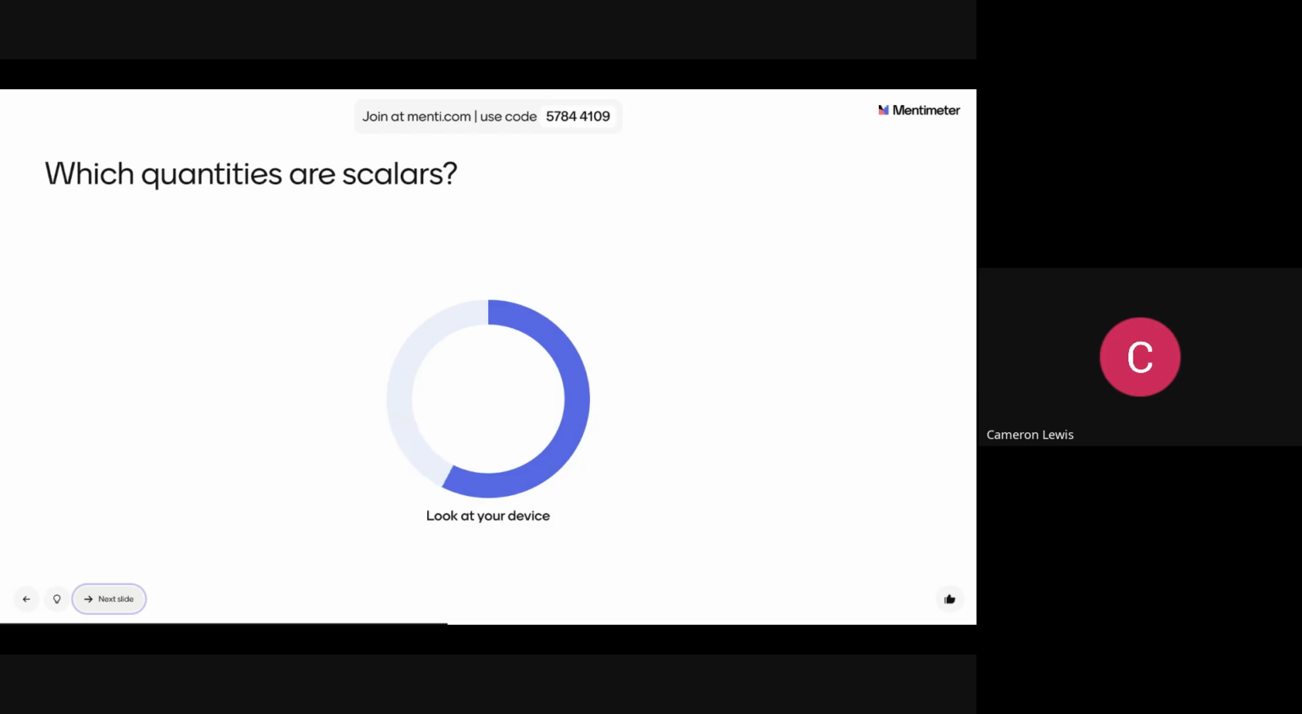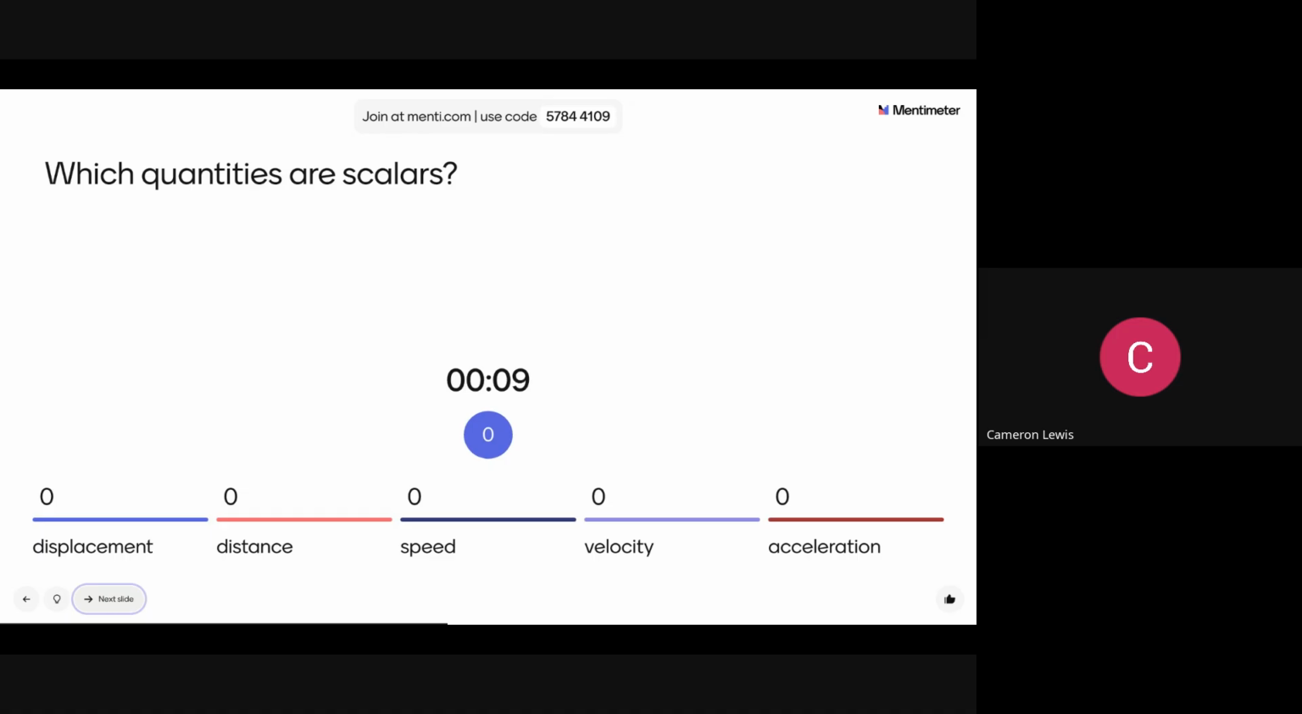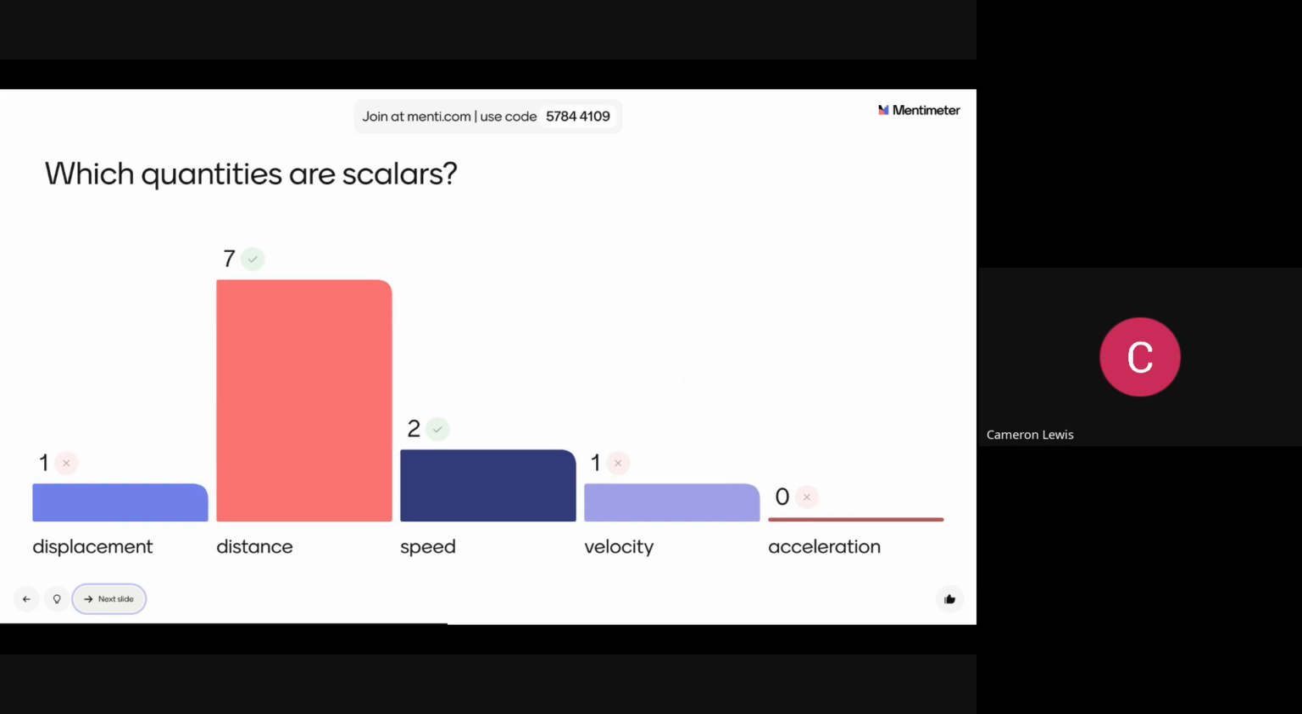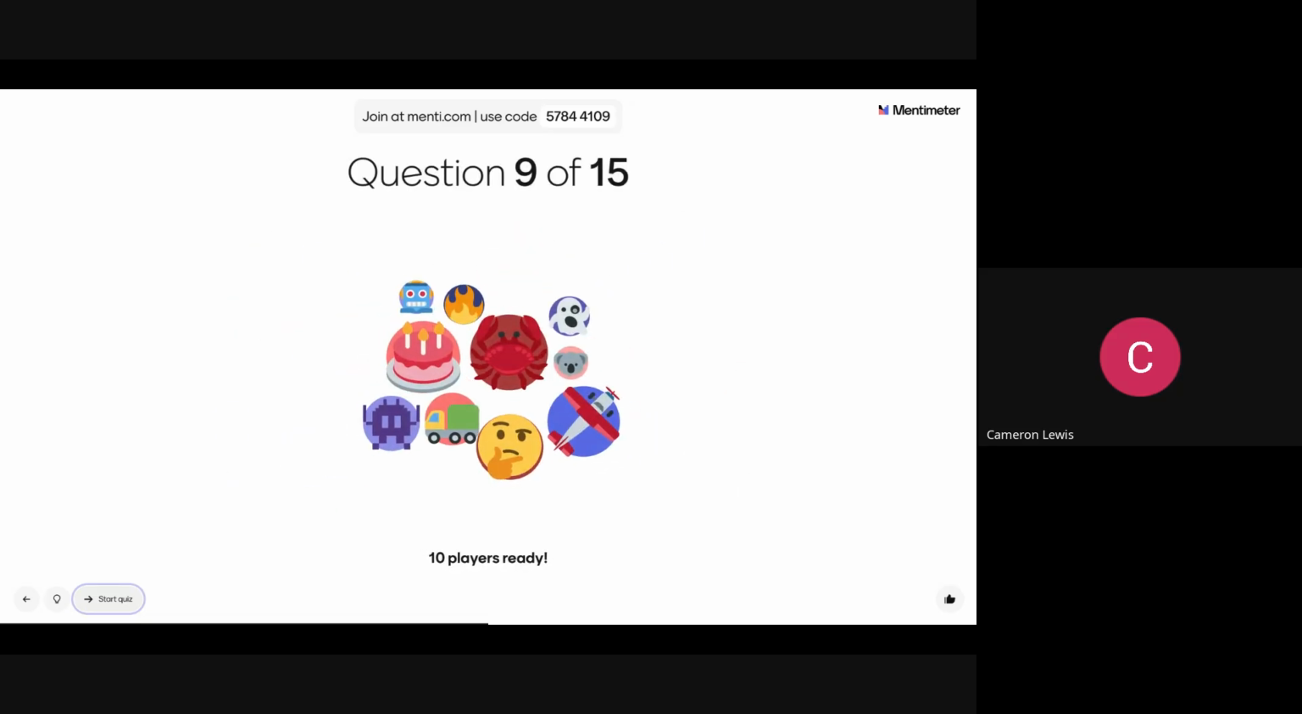So now let's go back and do kind of a review. Which quantities that we talked about so far are scalars? Displacement, distance, speed, velocity, or acceleration. And Mentimeter doesn't let you pick more than one answer, so you can just pick one of the two. So there's two possible choices to be correct. Distance and speed are both the scalars. So now we see distance and speed are scalars because they don't have any direction, you just talk about the magnitude alone. Let's see the next question.